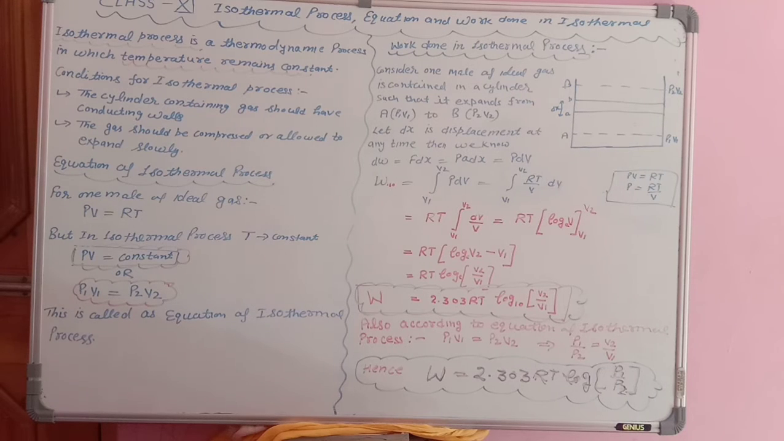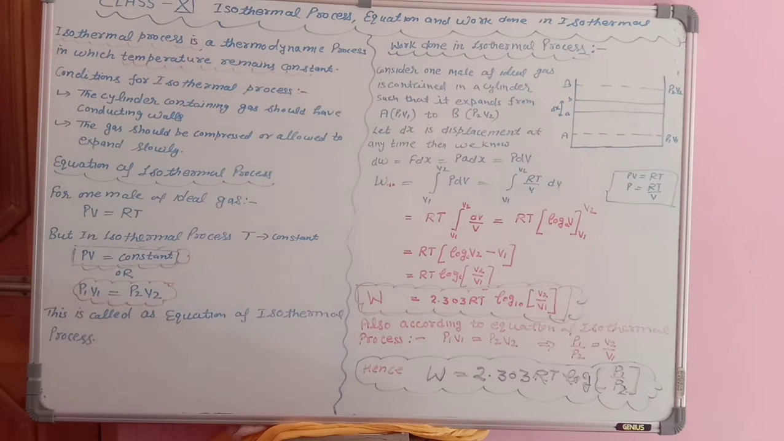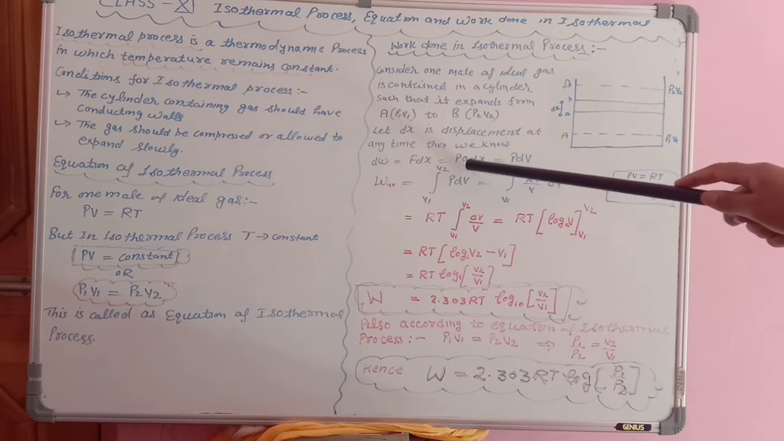So students, how to calculate work done? Work done you have studied in 9th standard as well as +1 standard, that work done is equal to force into displacement. So dW, the small work done, is F dx. F means force, which is equal to pressure into area. So it is P into A into dx.